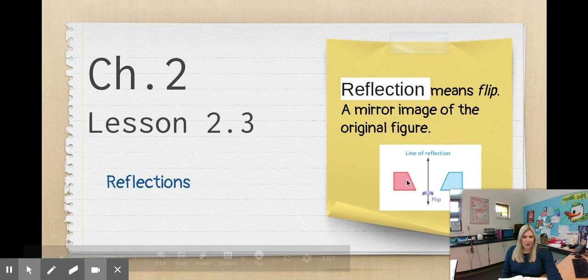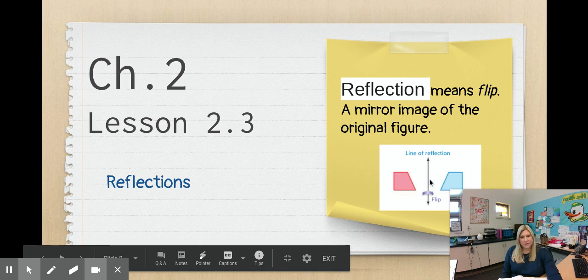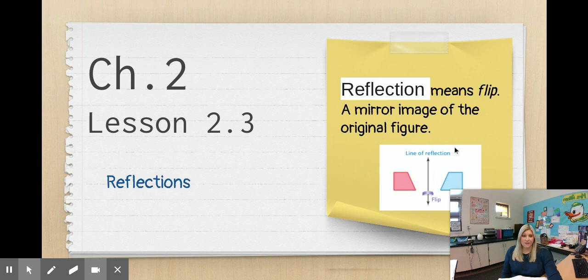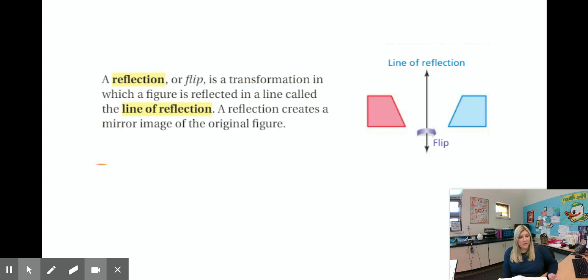So take a look at this little picture here. Notice the red figure. If it flips over this straight line, this is called the line of reflection, and if it flips over, this would be the mirror image, the blue one. So that is the image of the original, and it's called a reflection, and it means flip. All right, I'm going to read this. A reflection or flip is a transformation in which a figure is reflected in a line called the line of reflection. A reflection creates a mirror image of the original figure.